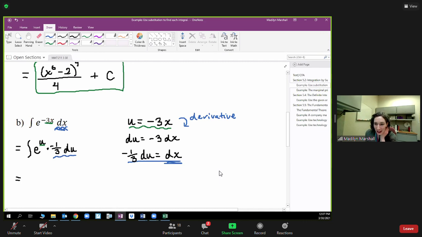This, as I wrote it, is a little awkward though, to have that -1/3 kind of squeezed in the middle. For integrals, as with derivatives, if we just have a constant multiple, like this -1/3, we can actually just put that on the outside of the integral so that it's out of the way.